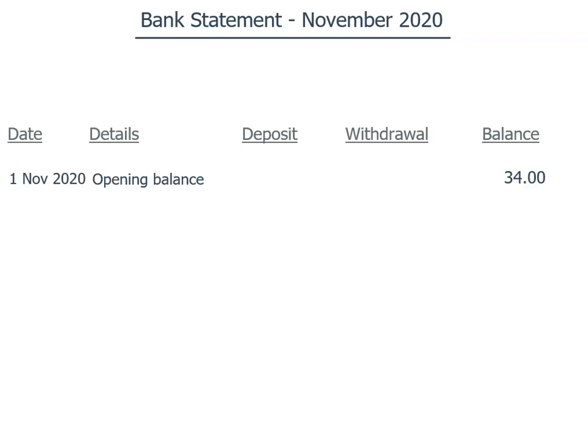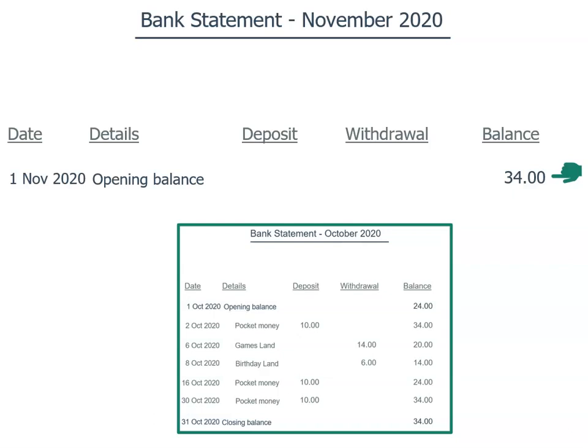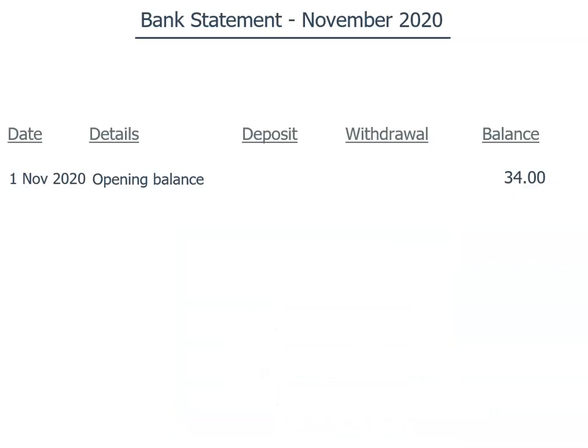Now, let's work it out for November. The month's not finished yet, but let's say we look at the bank statement so far. We have an opening balance of $34, and we got that from the last month. It was the closing balance for October. So what happens in November so far? Well, you did have something happen.